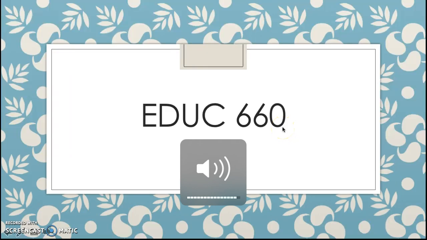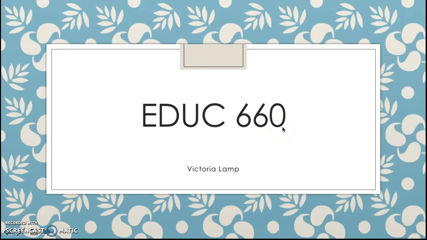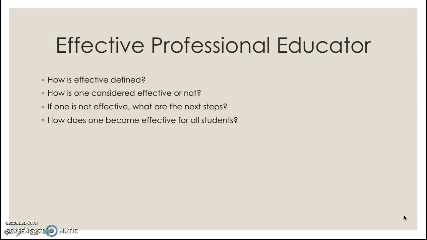My name is Victoria Lamp, and this is my final product for my EDUC 660 course through Concordia. This is the last component of the toolkit project, and it will be discussing the concept of effectiveness and efficiency for educators or teachers. So first I want to talk about what it is to be effective.